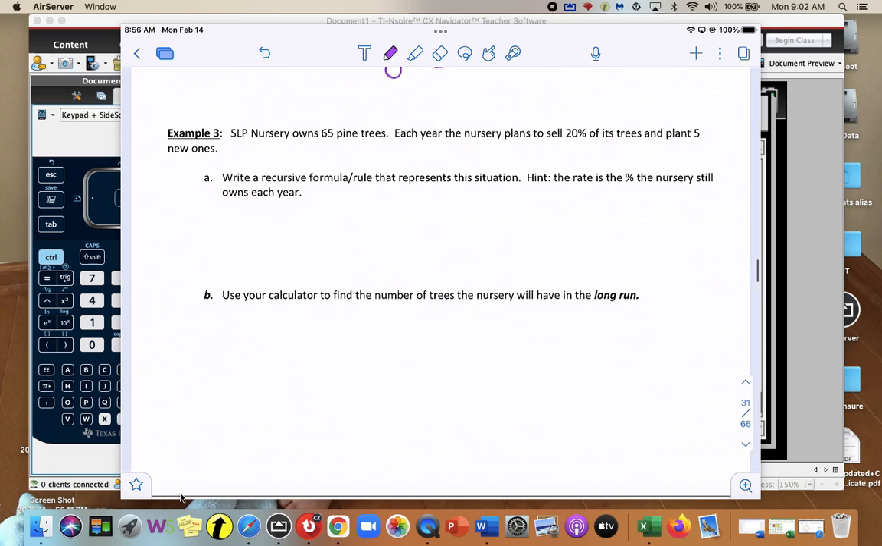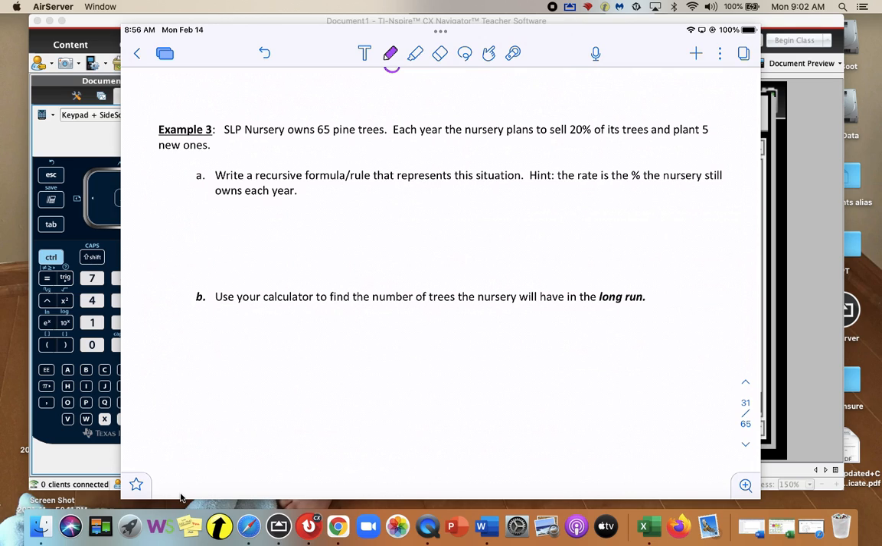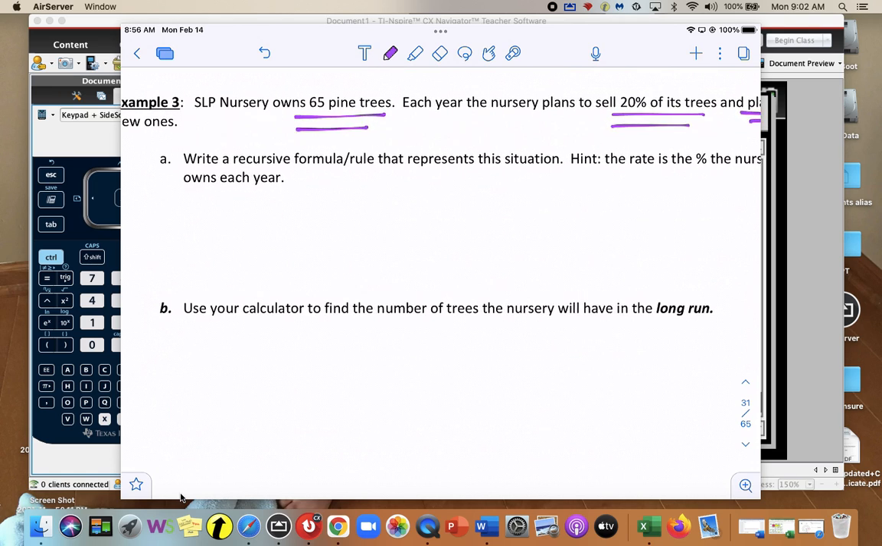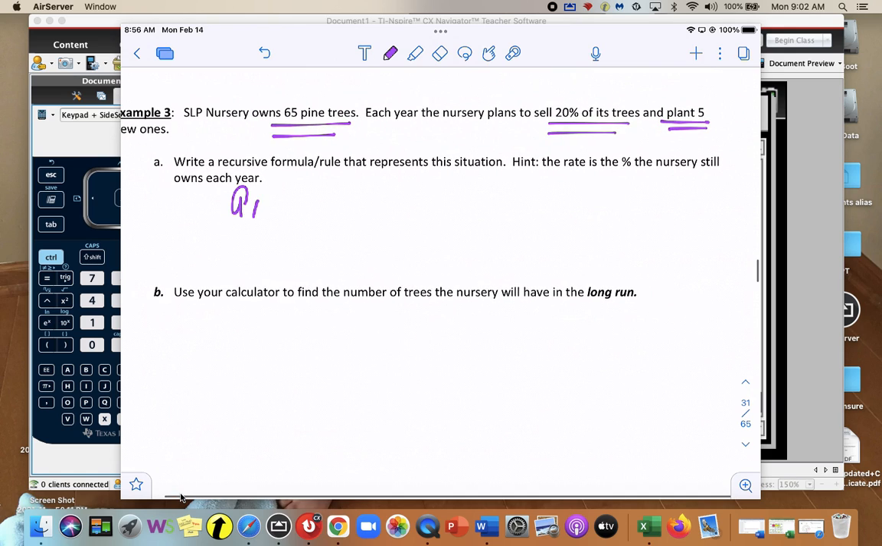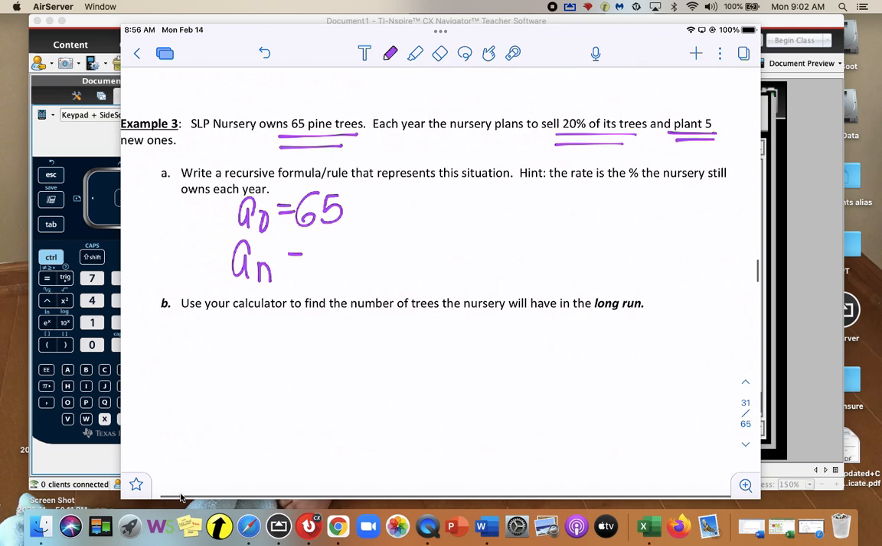All right, let's do one more example, and then I can show you a shortcut to this as well. SLP Nursery owns 65 pine trees. Every year the nursery plans to sell 20% of its trees and plant 5 new ones. Okay, so the recursive rule, again, I'll start at A sub 0 because we're just starting with that amount. It's not like after the first year. A sub 1 will be after the first year. To find the number of trees after any year, you take the year before it.